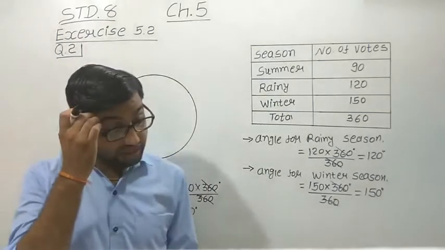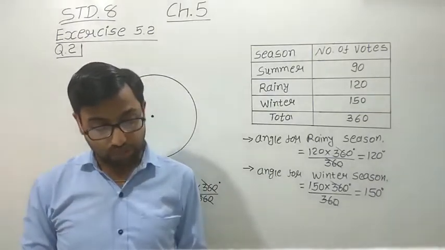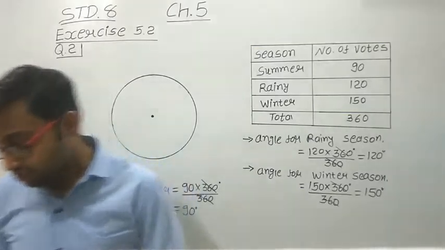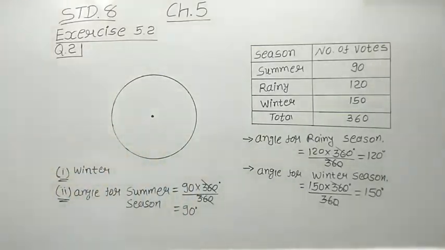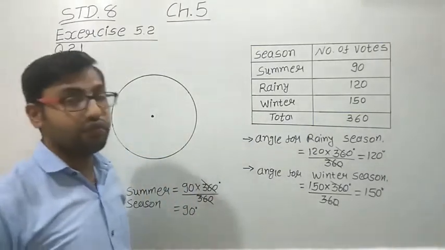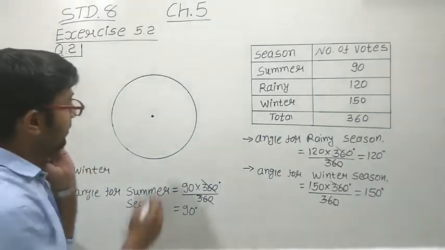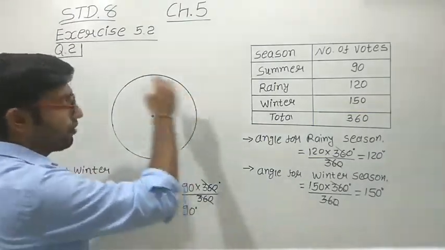Now the third thing we are asked is to draw the pie chart to show this information. So we have to draw the pie chart that shows this information. Here this is the center. First of all, we have to draw a circle.